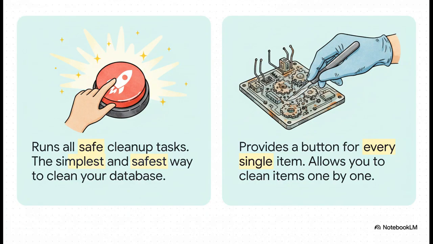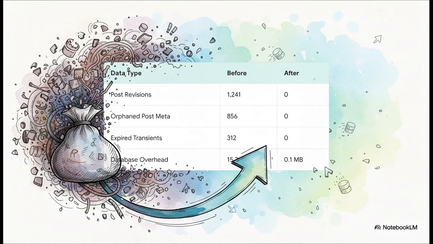And here are your 2 main weapons for the cleanup. First, you have the one-click optimization. We call it the easy button. You press it, it runs all the safe, recommended cleanups, and you're done. It's perfect for routine maintenance. But for those of you who really like to be in control, there's the detailed cleanup, your scalpel. This lets you go in and target specific things, like only old post revisions from last year or only expired transients. Total granular control.